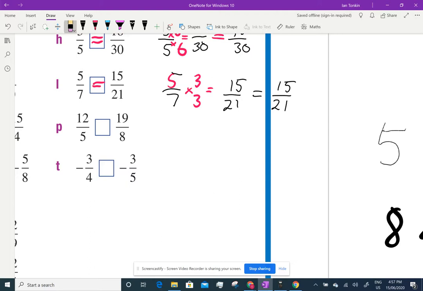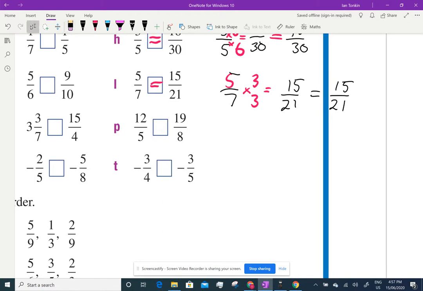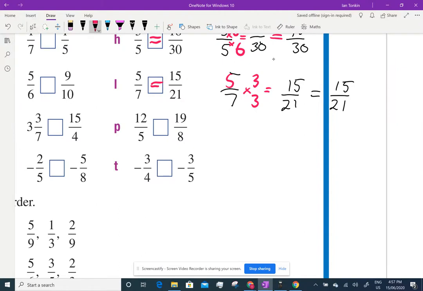Okay, the next one's going to be hard. So I'm going to do an easier one first. I want you to have a look at K. So what have I got? 5 on 6.